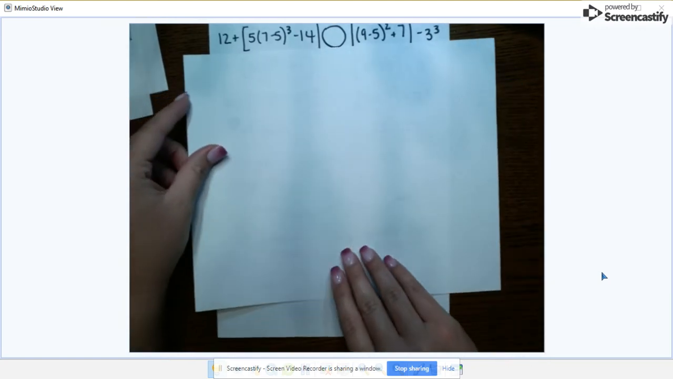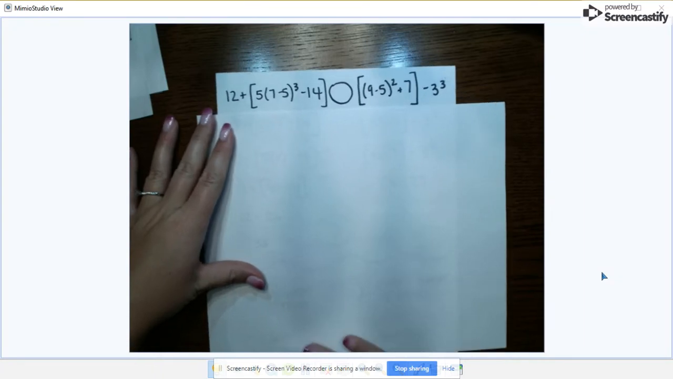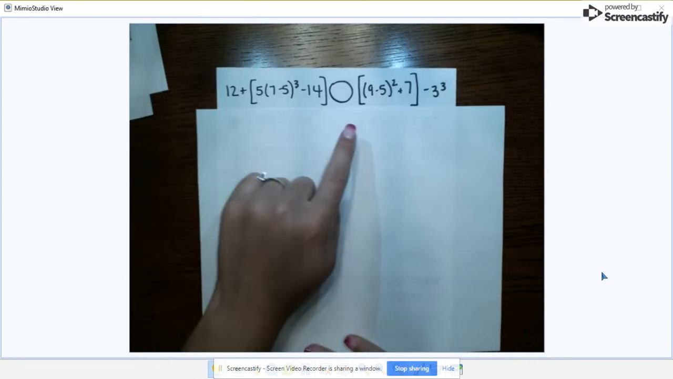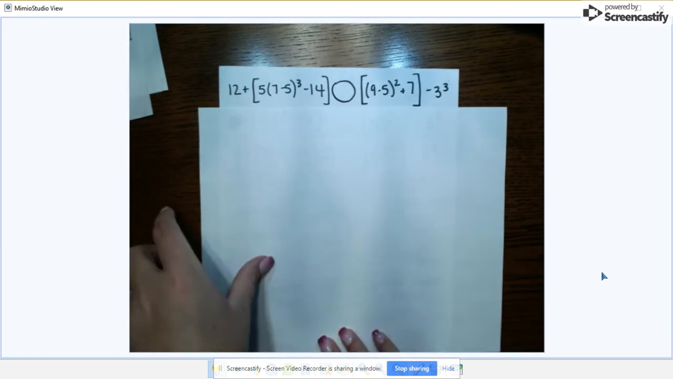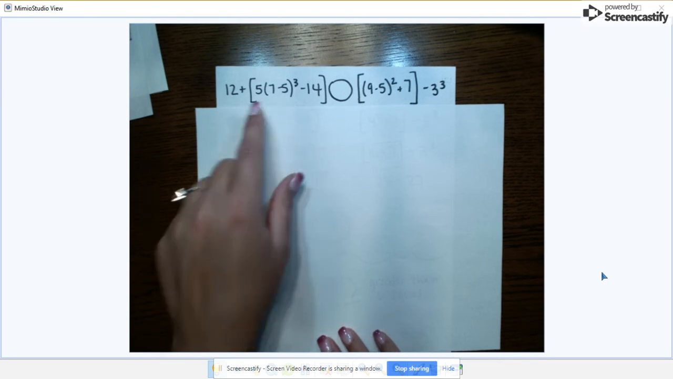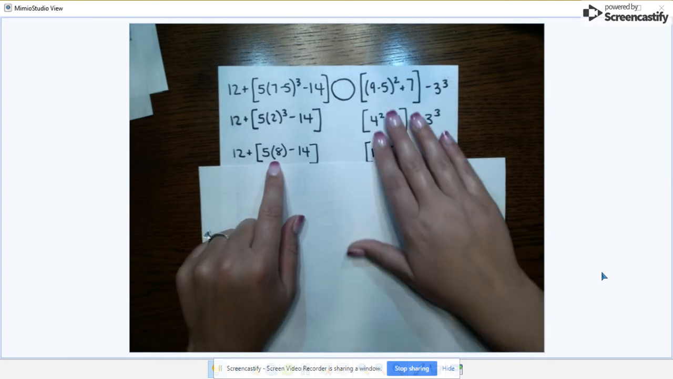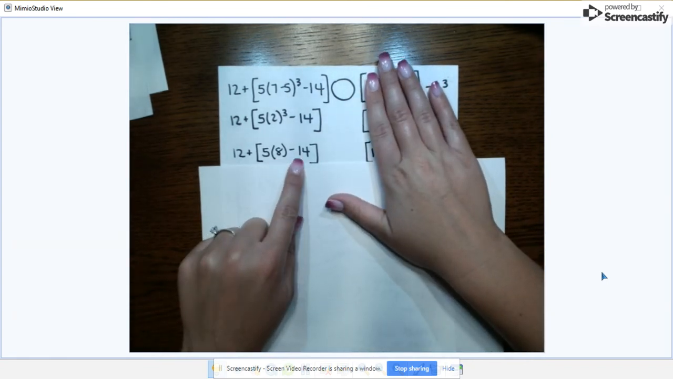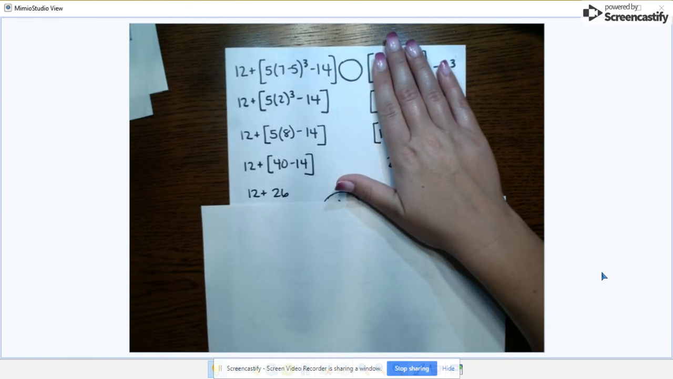And lastly, we're going to compare some expressions. So you might be given a problem that looks like this, and we need to decide which side is larger, which is smaller. So I'm going to simplify the left side first. Do your parentheses inside the bracket. So 7 minus 5 is 2. 2 cubed is 8. So we have 5 times 8 minus 14, which is 40 minus 14. And that becomes 12 plus 26, which we know is 38.